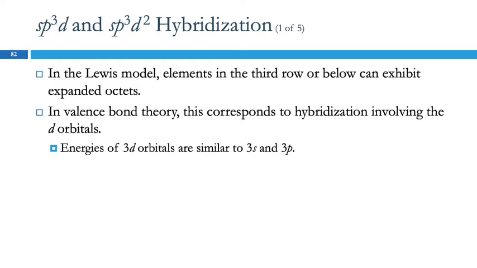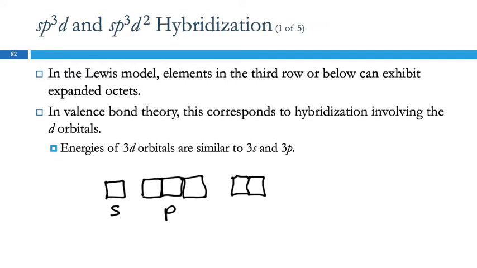We talked about expanded octets. So in valence bond theory, what happens here is now the hybridization is extending into the d orbitals. So on the 3rd floor of the hotel, there's a P room, and the D room.